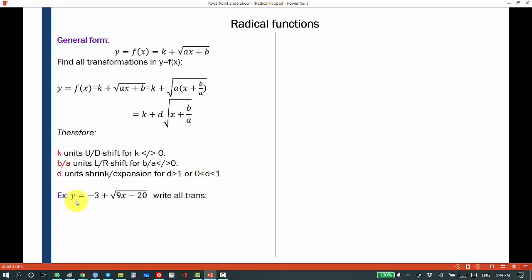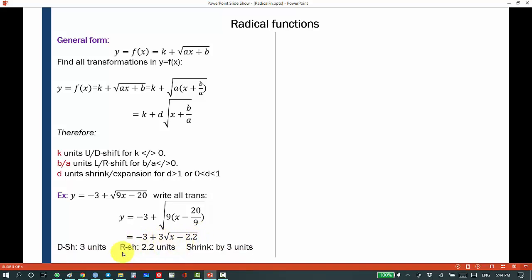For instance, consider y equals minus 3 plus the square root of 9x minus 20, and write all transformations. We start with taking 9 as a common factor, x minus 20 over 9. Square root of 9 is 3, we move it outside. As a result, we get minus 3 plus 3 times the square root of x minus 2.2. Hence, we have a downward shift by 3 units, right shift by 2.2 units, and shrink by factor 3.